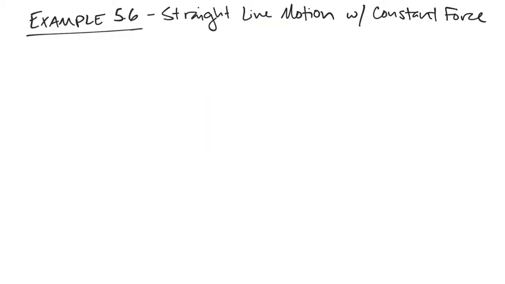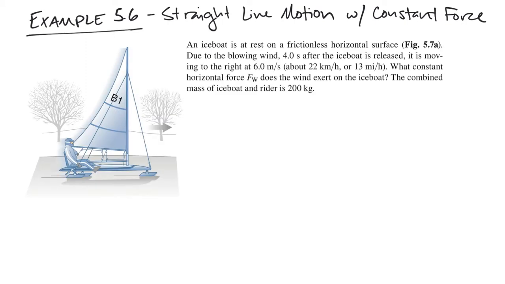So here in example 5.6, we've got an ice boat at rest on a frictionless horizontal surface. Okay, and we've got a picture that I'm going to go find. All right, there is our lovely little boat, ice boat.